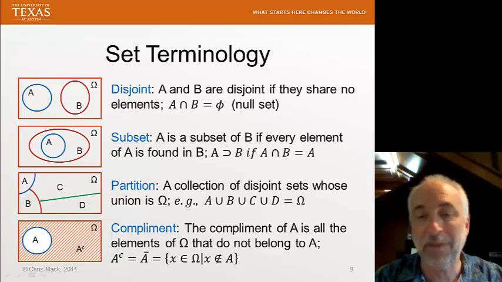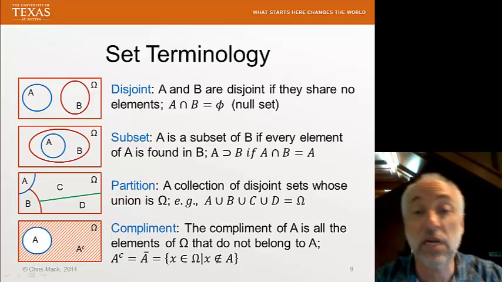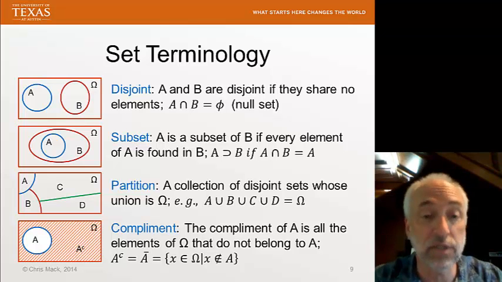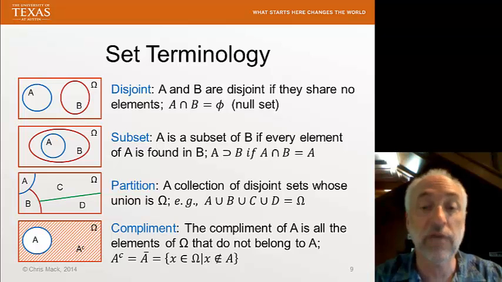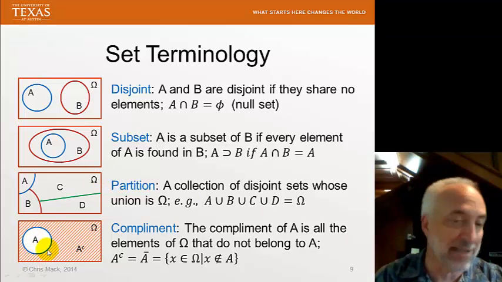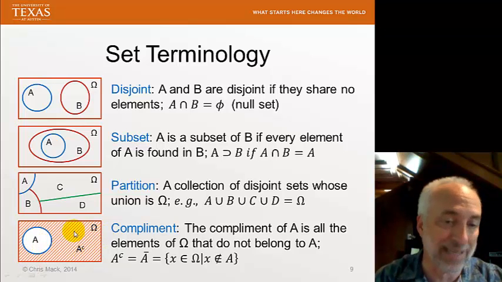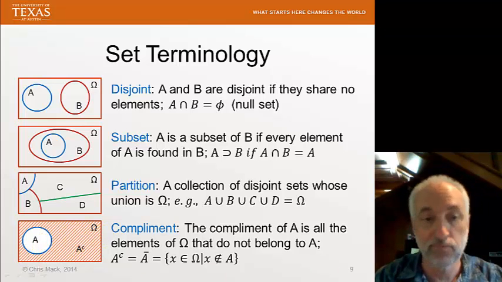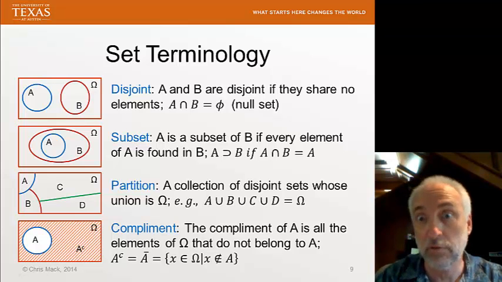So the complement of A is the set of all x such that x is a member of the sample space such that x is not a member of A. And we can picture it very simply as everything that's not inside A but is in the sample space, that's the complement of A. You can see that these pictures, the Venn diagrams, are very useful for grasping these concepts.